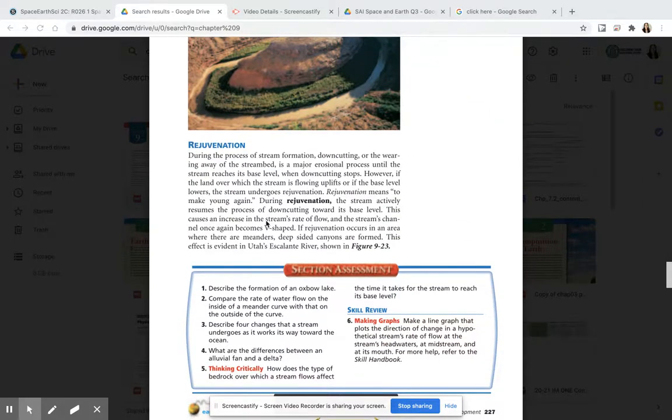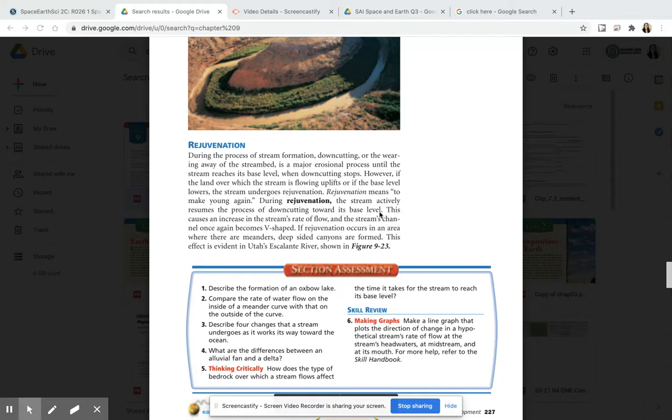Rejuvenation. During the process of stream formation, downcutting, or the wearing away of the stream bed, is a major erosional process until the stream reaches its base level, when downcutting stops. However, if the land over which the stream is flowing uplifts or if the base level lowers, the stream undergoes rejuvenation. Rejuvenation means to make young again.